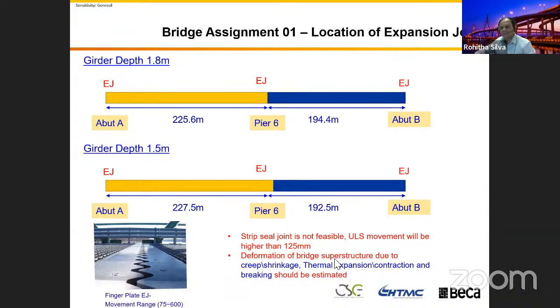Thermal expansion contraction, easy to calculate. It's like a floating structure. Yeah, that is the L divided by 2, L alpha T divided by 2, this one. Expansion or contraction.